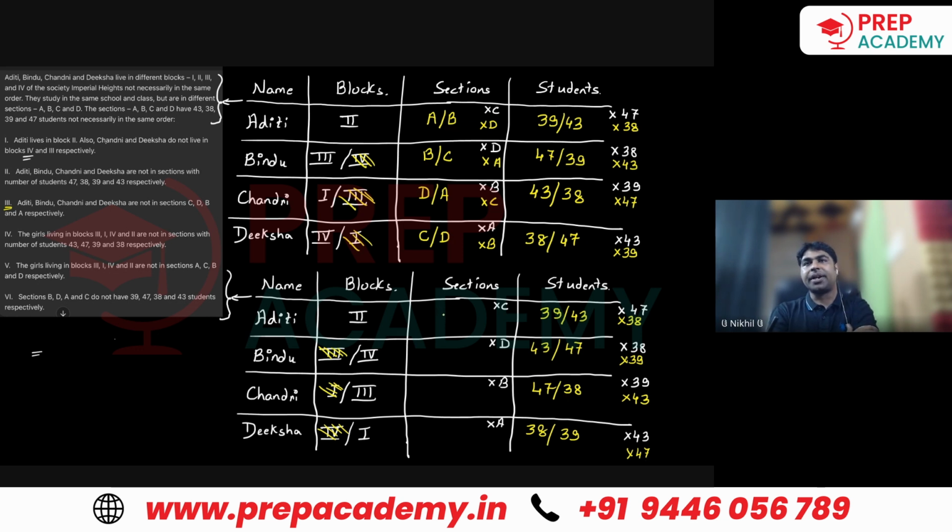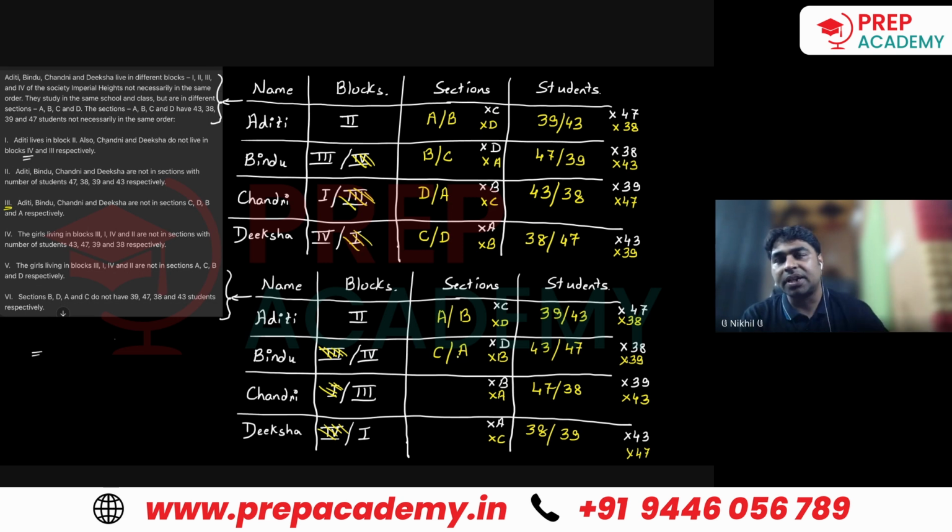Similarly, we'll try to do here as well. What it says: block 3 not in section A, block 1 not in section C, block 4 not in section B, and block 2 not in section D. So again, not C, not D, so I'll be left with A or B. Here, A or C. So A I'll put behind and C I'll put ahead.